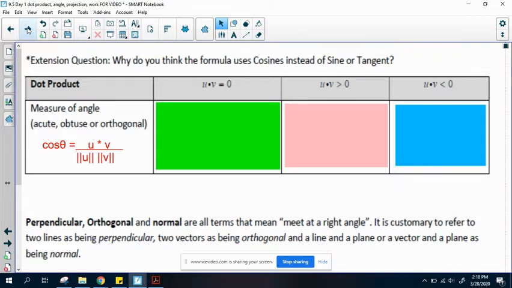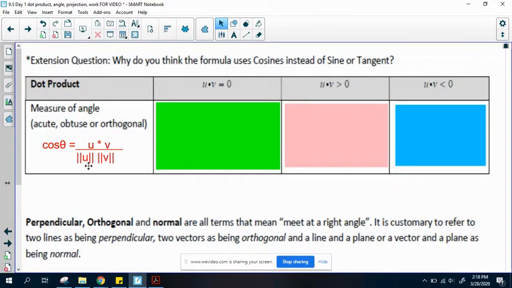If you actually know what the dot product is, you have an idea of what type of angle you have without having to draw it out. If you think about this formula, if I did u dot v and ended up with 0, that would mean the top would be 0.